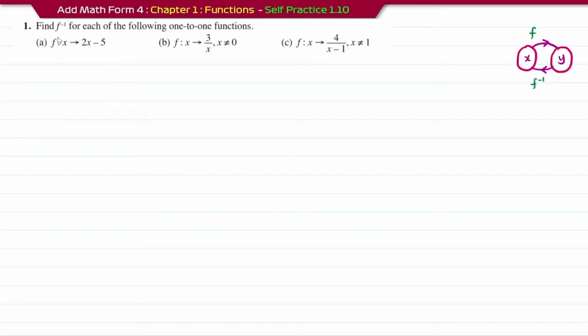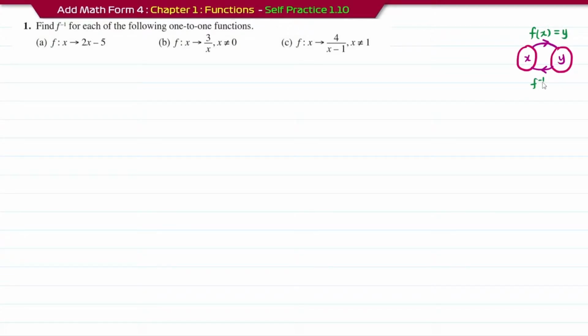Question number 1, find the inverse f for each of the following one-to-one functions. So before we start, let's look at the arrow diagram that I have here. The x here is the object for the f and y is the image. Therefore, the f of x is equal to y.